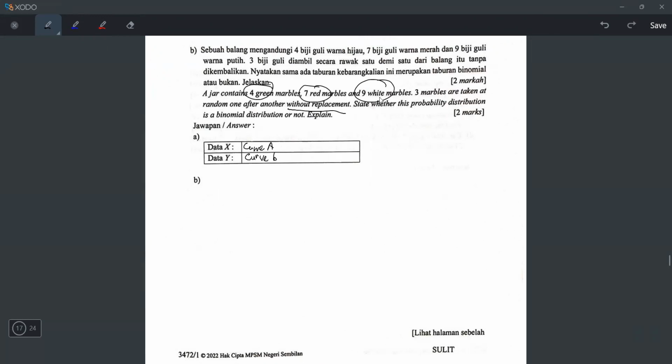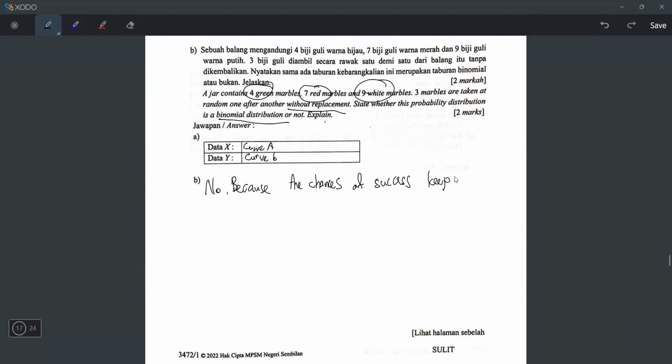And then it says state whether this probability distribution is a binomial or not. The answer is no, because in binomial distribution there are several characteristics you have to know. And one of the characteristics is the probability of success should always be the same. But if you look at this, the probability of success will keep changing. That's why it's not a binomial. So no, because the chances of success or the probability of success, chances and probability same meaning, keeps changing.